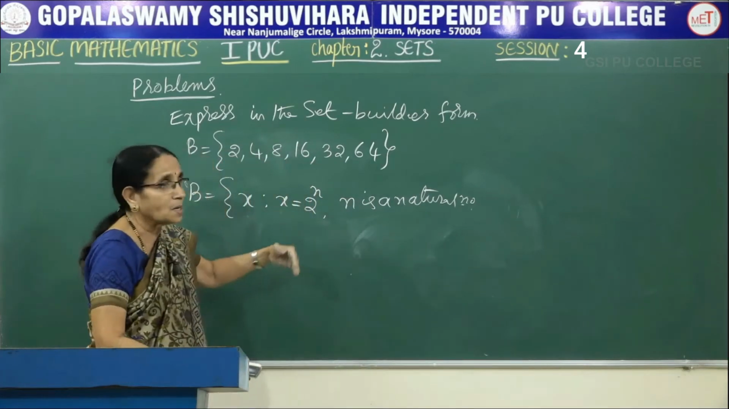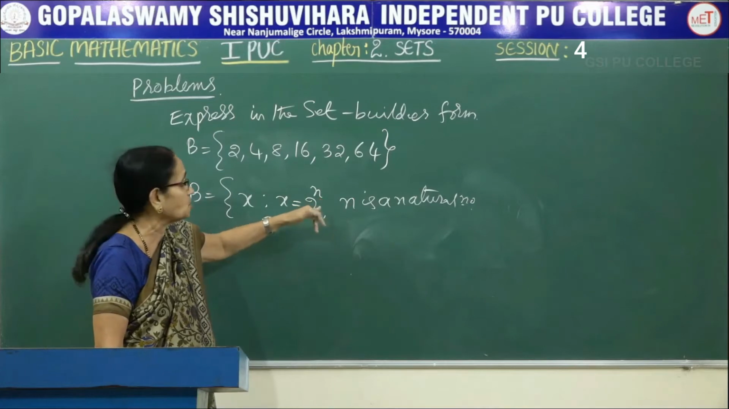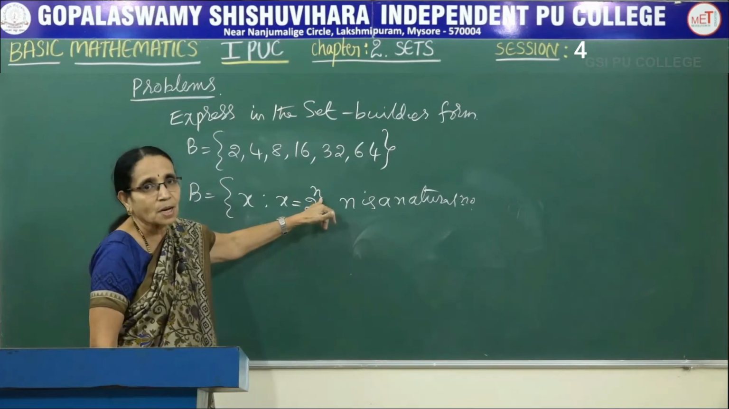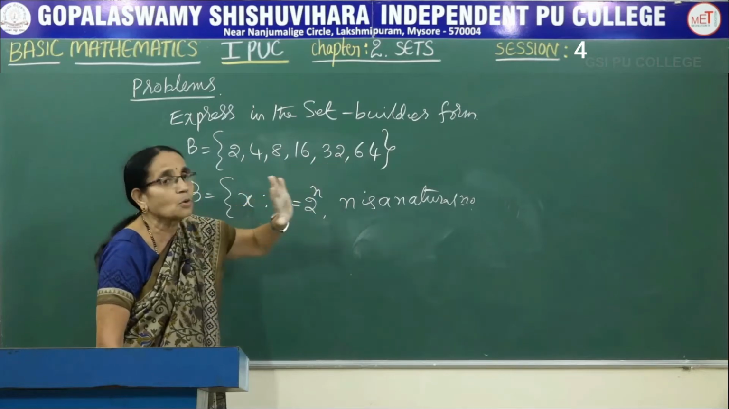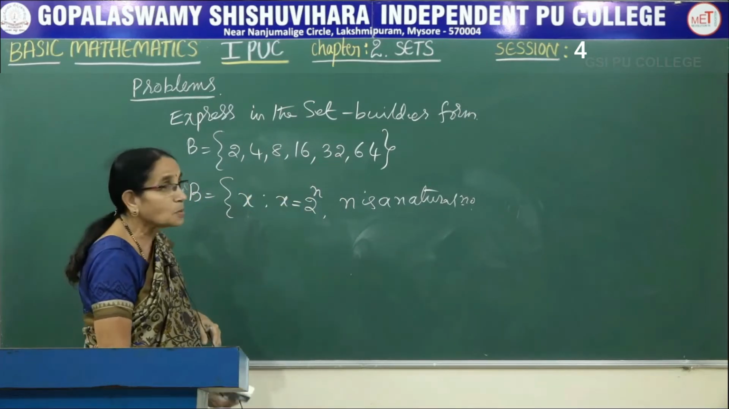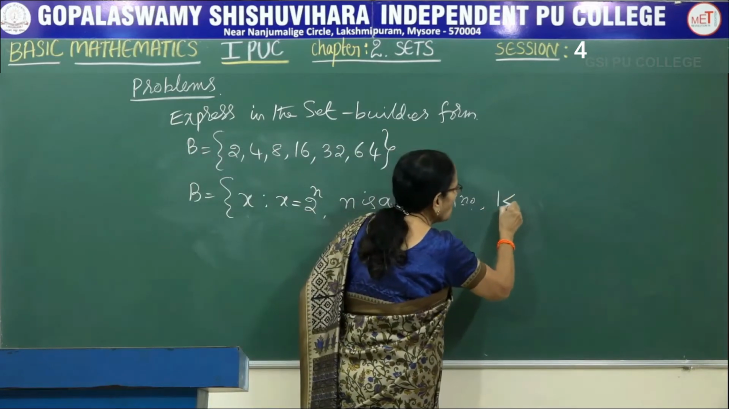But if you simply write n is a natural number, it takes all the infinite values: 1, 2, 3, 4, 5, 6, 7, 8, 100, like that. But there are only 6 elements here. So there is some restriction here. What is the first value n can take? It can take 1, isn't it?